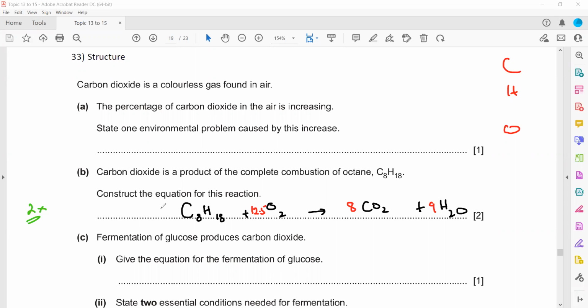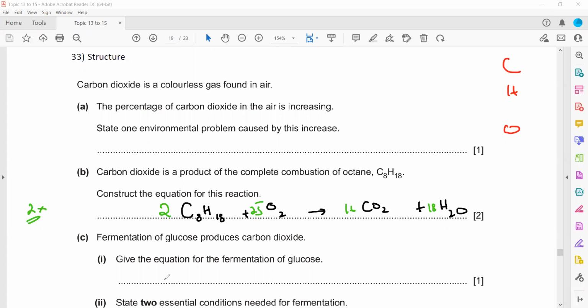So when we multiply this by 2, this will become 2. The 12.5 multiplied by 2 becomes 25. And then 8 multiplied by 2 becomes 16. And 9 multiplied by 2 will change to 18. So this is a balanced equation for a reaction between octane and oxygen, the combustion of octane.